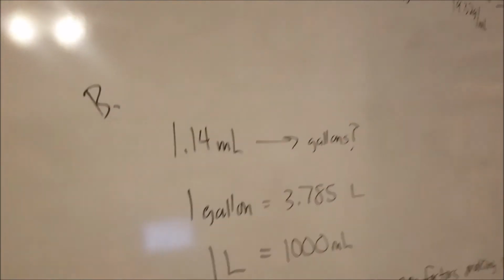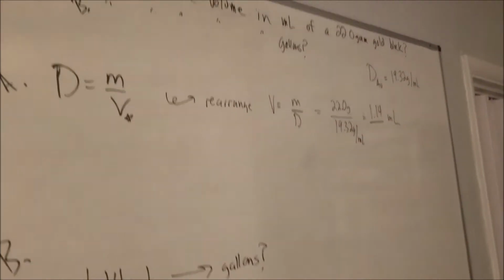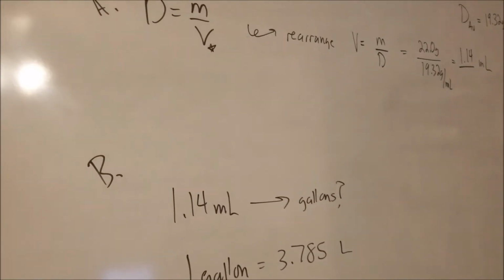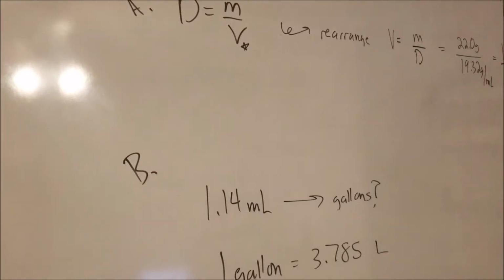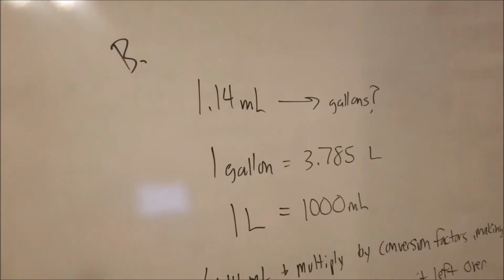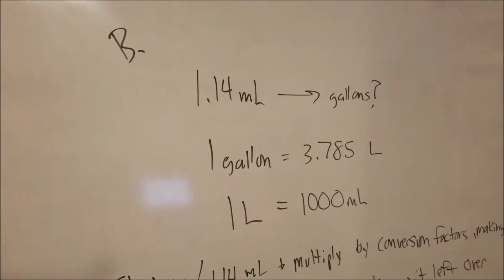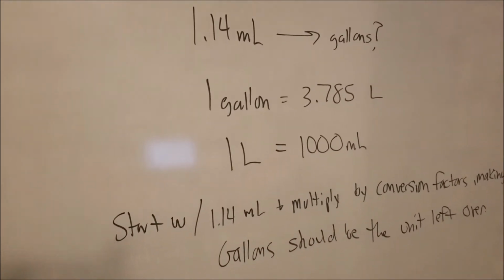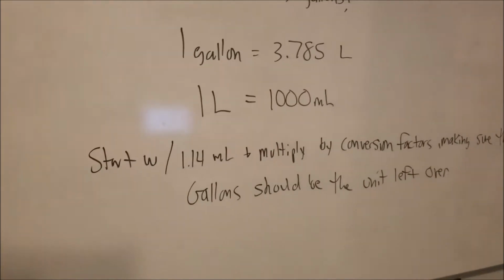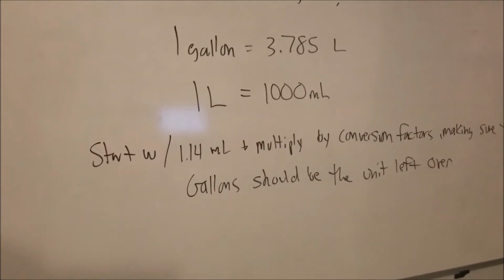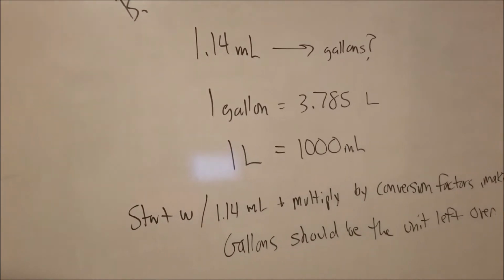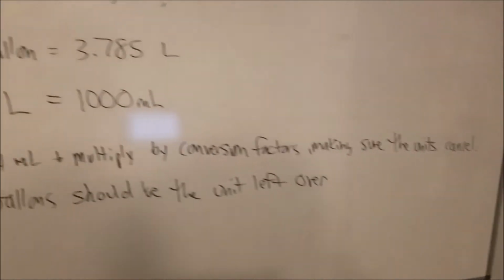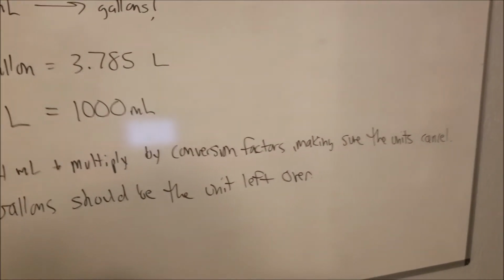For part B, we want to know the volume of this gold block, not in milliliters, but in gallons. So we're going to have to convert milliliters to gallons, and we're going to use these two conversion factors. 1 gallon equals 3.785 liters, and 1 liter equals 1,000 milliliters. What we're going to do is write out 1.14 milliliters and then use the two conversion factors, making sure that the units cancel, and gallons should be the last unit left over.